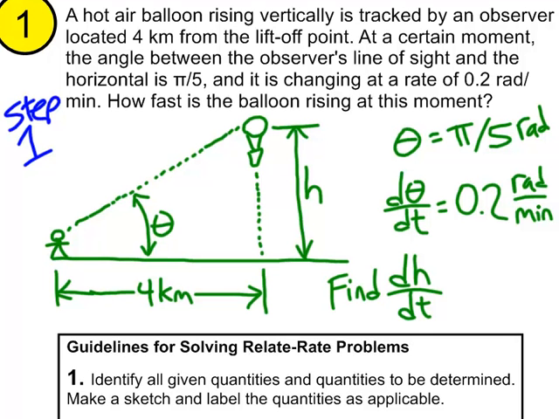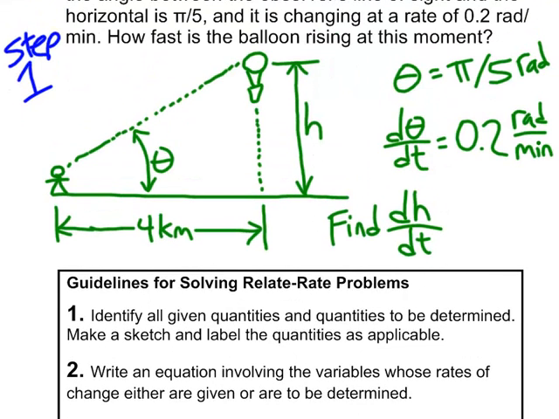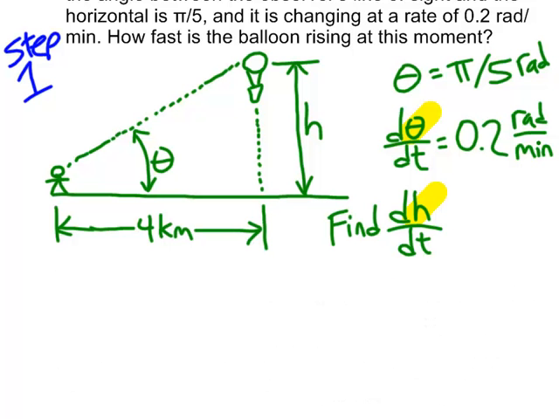Step 2, write an equation. Write an equation involving the variables whose rates of change either are given or are to be determined. So here's the rate that was given. Here's the rate that's to be determined. So step 2 says we need to find an equation that relates theta and h. So this is where our picture really helps out. We can look at that picture and look at the right triangle that we have. And again, the fact that we're neglecting eyeball height means that we're just picturing a right triangle in here. We're not worrying about the eyeball height.